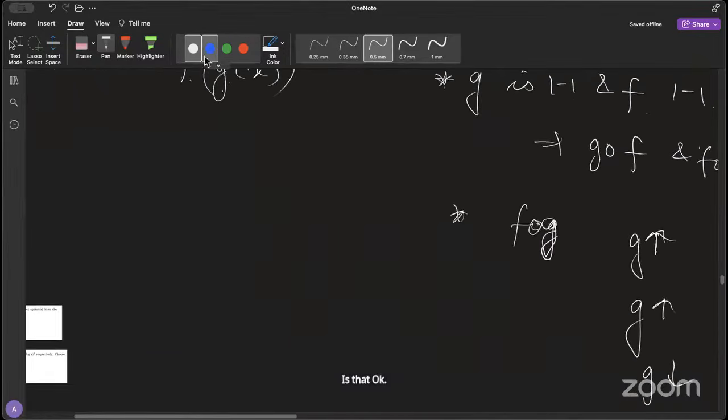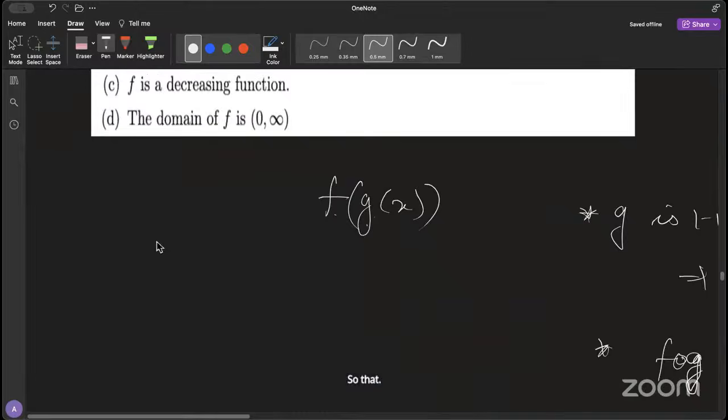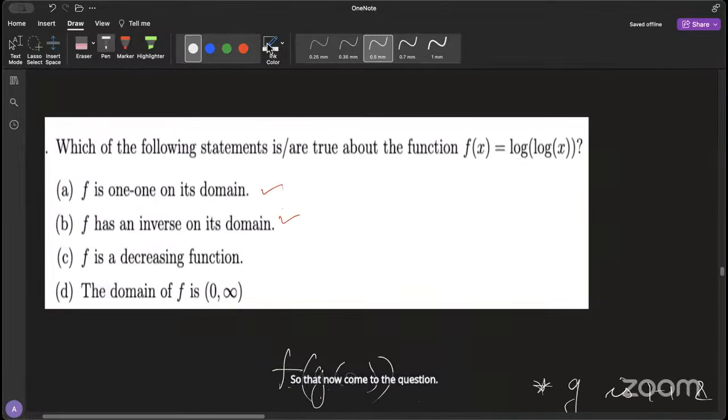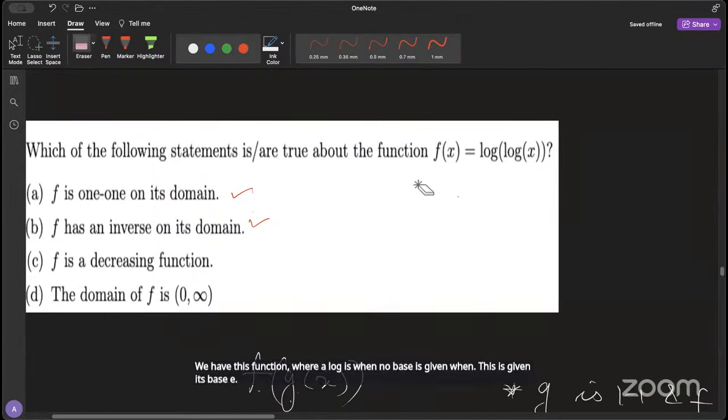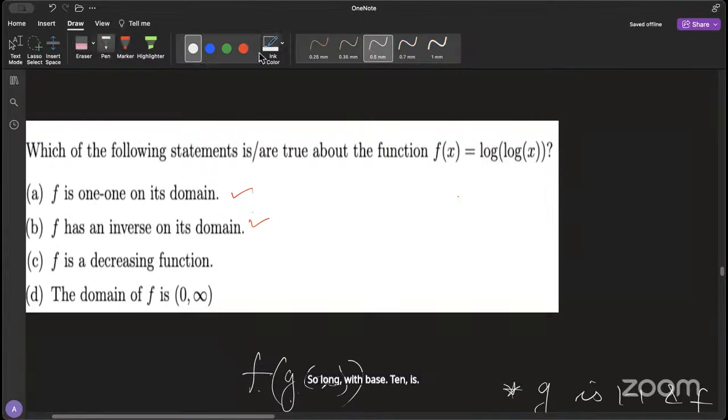Yeah. So now come to the question. We have this function where log, when no base is given, is simply log, then it's base 10. When ln is given, it's base e. So this is base 10. This is also base 10. So log with base 10 is an increasing function, right? Log base 10 is an increasing function.